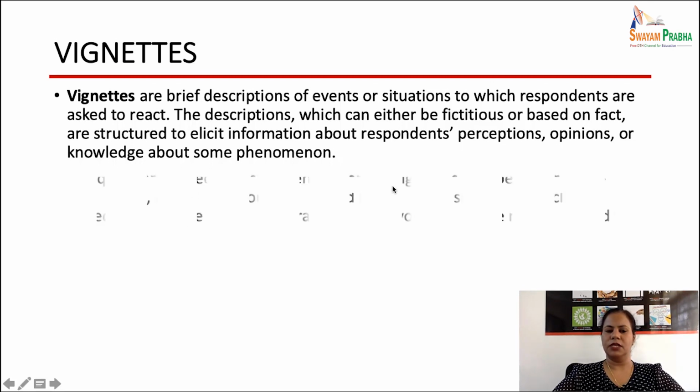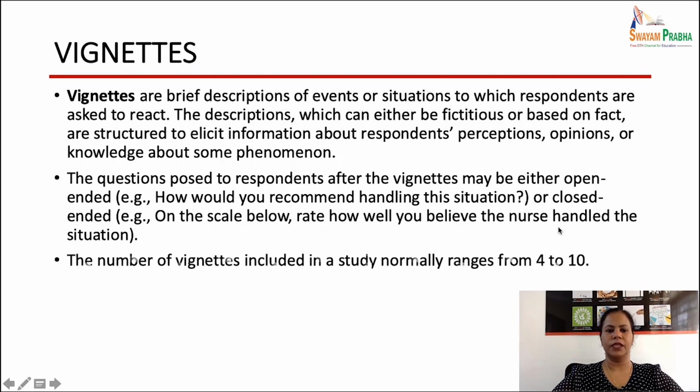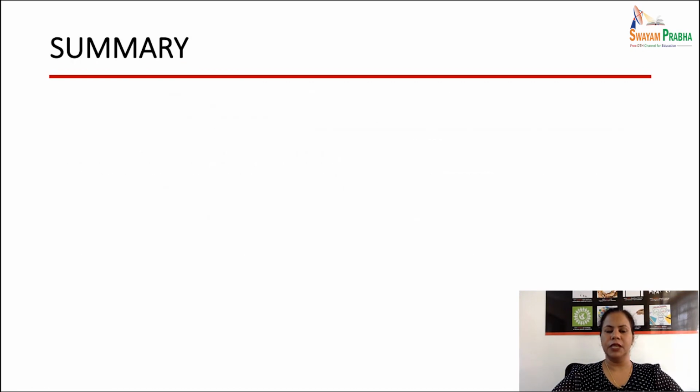So that is vignettes, and the questions posed to the respondents after the vignettes may be either open-ended, so after providing the situation you can ask how would you recommend handling this situation, or close-ended, such as on a scale below, rate how well you believe the nurse handled the situation. The number of vignettes included in a study normally ranges from 4 to 10. So with this, the different types of data collection are over.